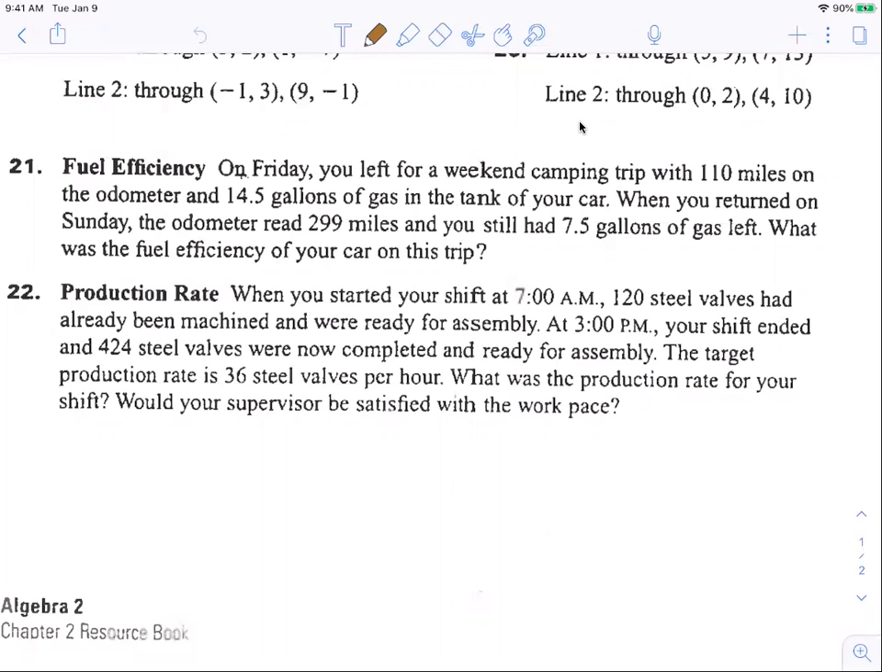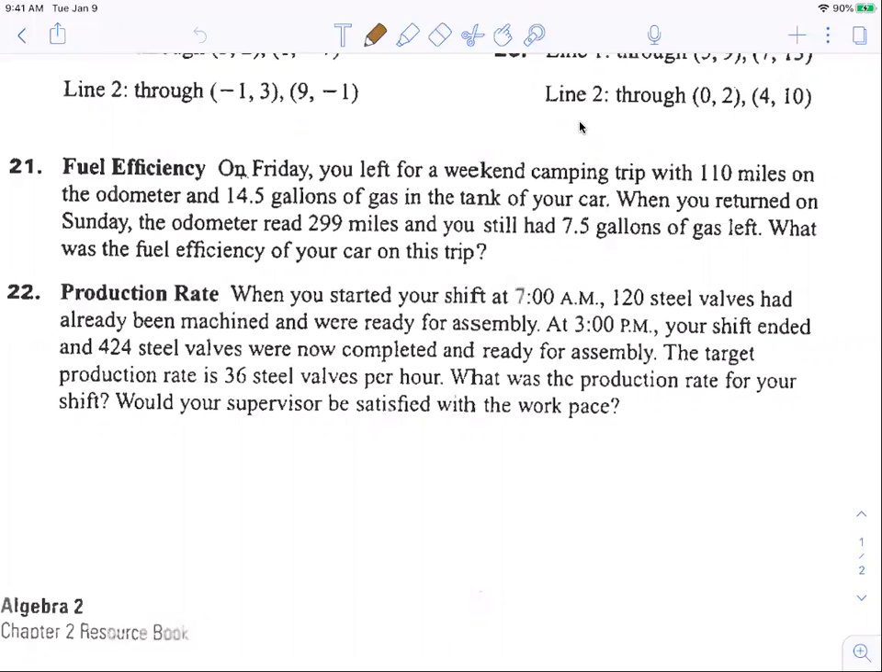I know for sure mine calculates it for me, which is nice because I can see that number every once in a while. You want to know how you're doing with gas mileage. This says on Friday you left for a weekend camping trip and there were 110 miles on your odometer, and your gas tank had 14.5 gallons of gas in it. When you returned on Sunday, your odometer read 299 miles and you still had 7.5 gallons left in the tank.